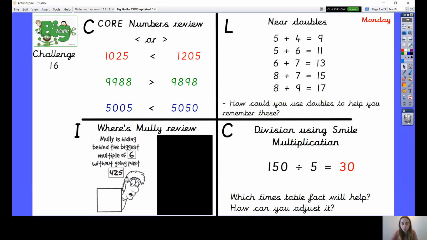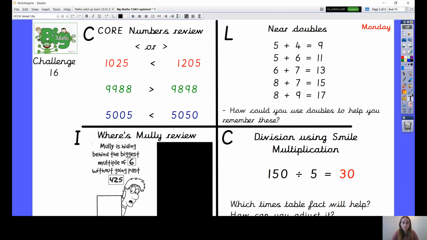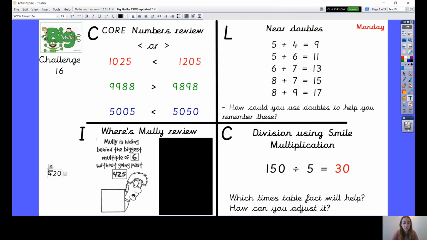So remember, we're looking for a multiple of 6 and we don't want to go past 425. So the first thing I'm doing is I'm thinking, is there a multiple of 6 that is jumping out at me from that number? Well, the number that's jumping out at me from there is 420. That's what I'm thinking of, because I know that 42 is a multiple of 6, so 420 must also be a multiple of 6. I know that there isn't another multiple of 6 after 420 because it would be 426, and I'm not allowed to go past 425. So my number that Molly is hiding behind is 420.